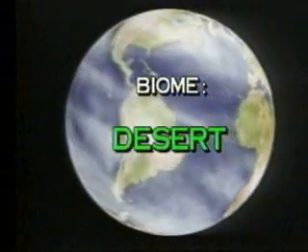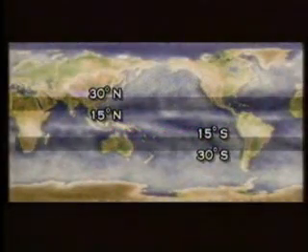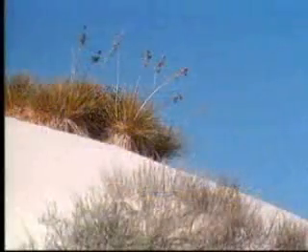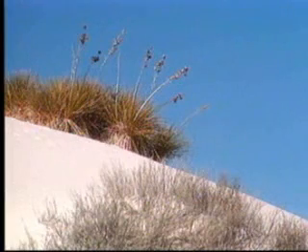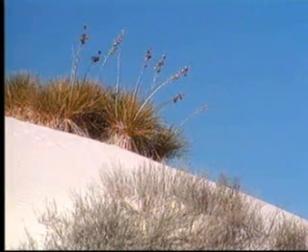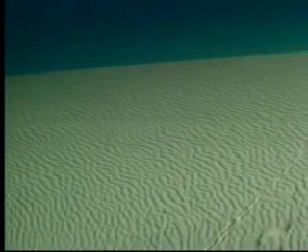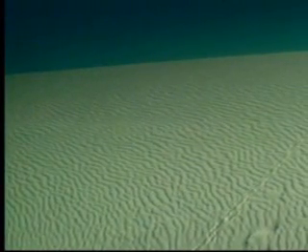Deserts. As we followed the climatic pattern 15 to 30 degrees latitude north or south of the equator, we discovered several regions that receive less than 10 inches or 25 centimeters of precipitation a year. These dry areas, which are found on every continent, are called the desert biomes.